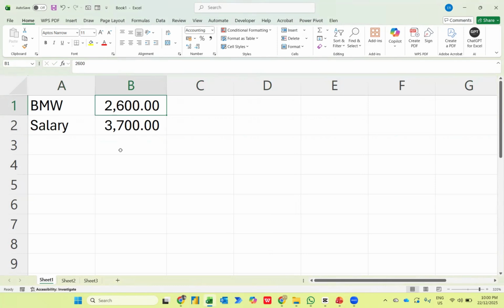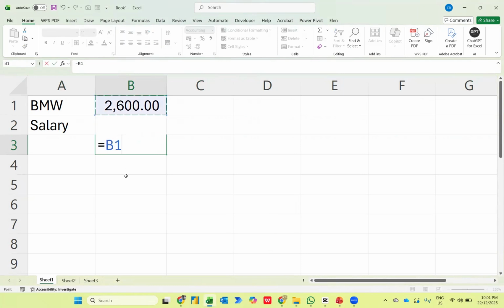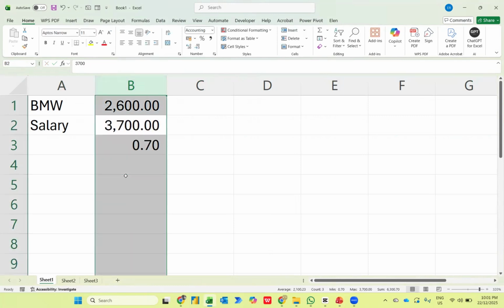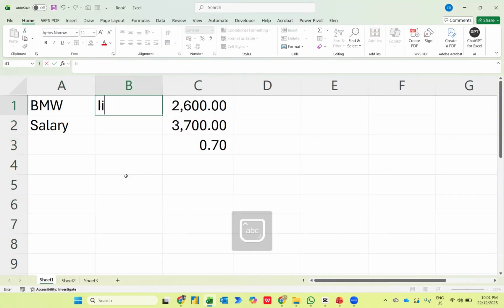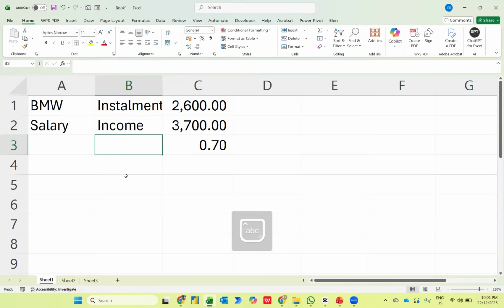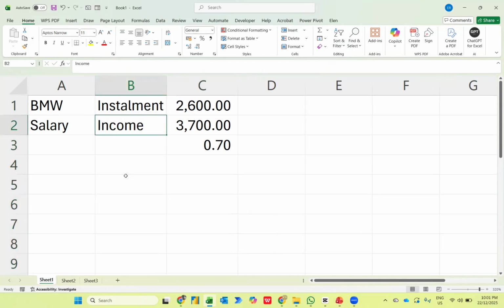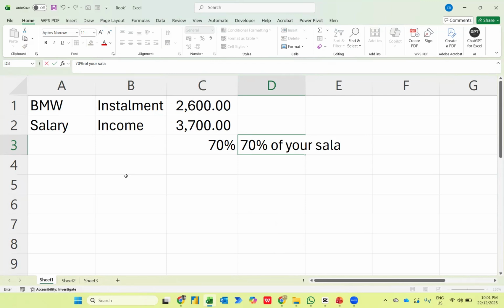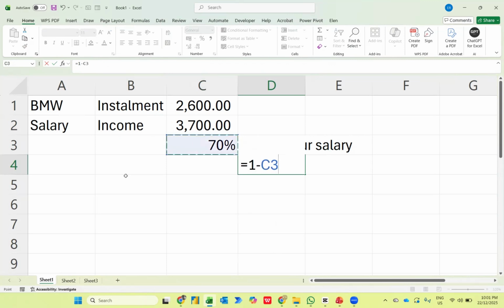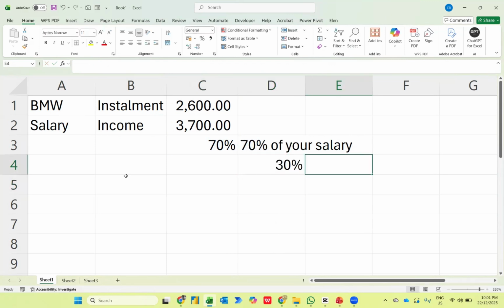To calculate the debt service ratio, it is basically your installment divided by your salary. So it equals 2,600, your debt installment, divided by your salary. This is your monthly installment, or your principal, your interest, your debt and so on, and this is your income. So installment divided by income, when you convert it, is about 70%. What does it mean? It means 70% of your salary is used to cover the installment, and the remaining 30% is for your survival, for your food and so on.